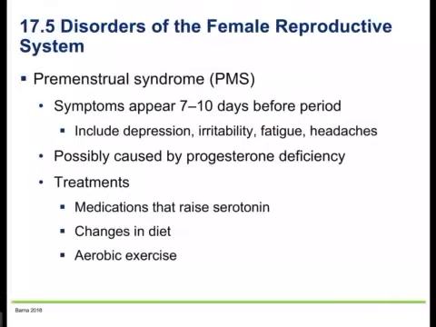Premenstrual syndrome. This is something that occurs about a week before your period or your menstrual cycle. And it's basically maybe women don't have enough progesterone. So it can be treated with supplemental progesterone. Serotonin, which is like an antidepressive type of chemical. Changes in diet, more exercise. And so a lot of different types of symptoms there.